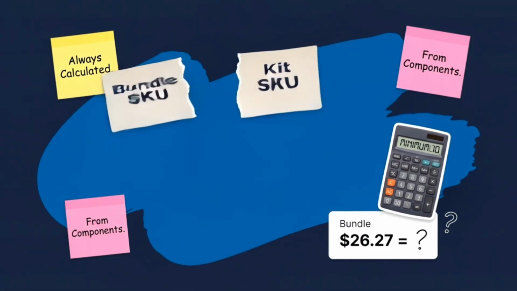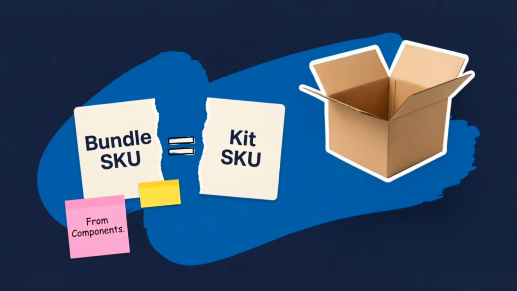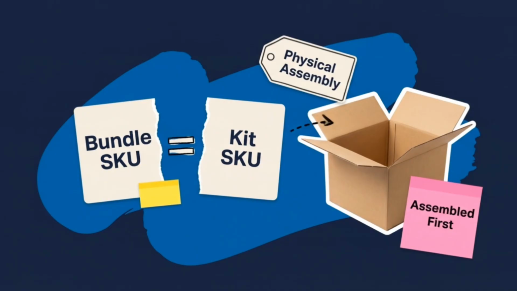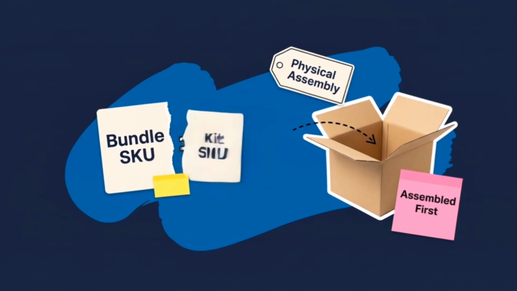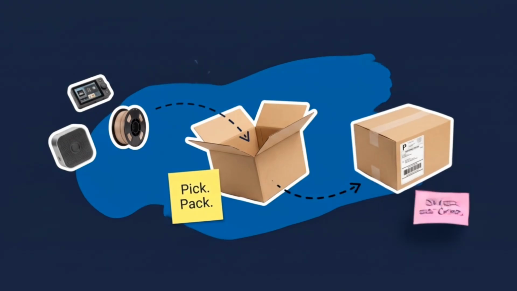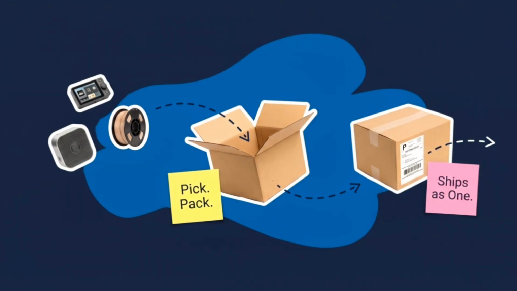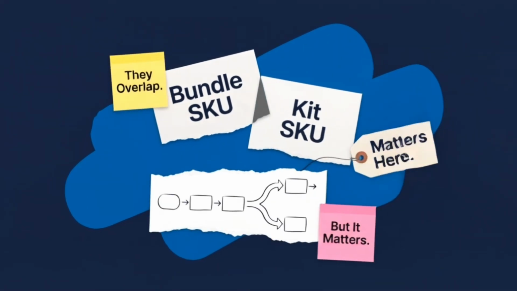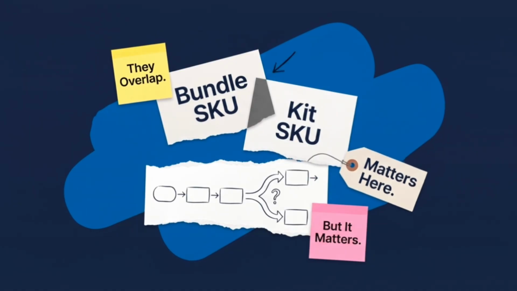A Kit SKU works the same way in principle, but it usually implies physical assembly before shipment. Someone in the warehouse actually picks the components, places them in a box, and that assembled kit ships as a single unit. The terms overlap, but the distinction matters when you're planning your fulfillment workflow.